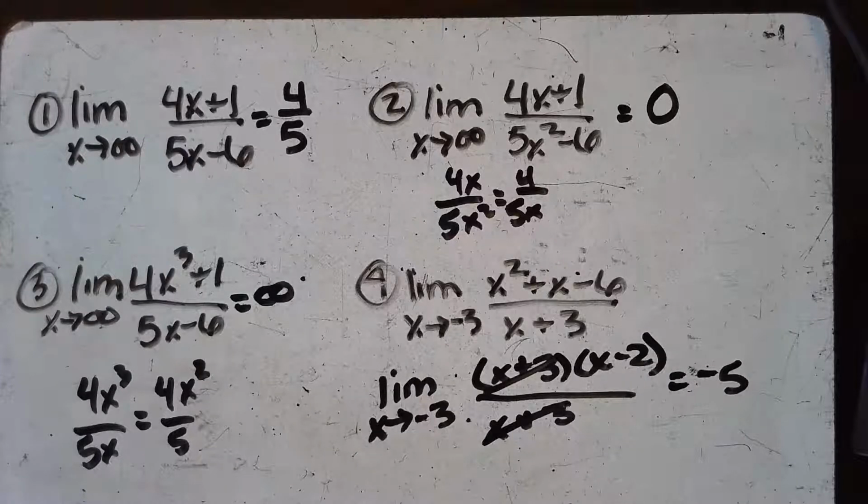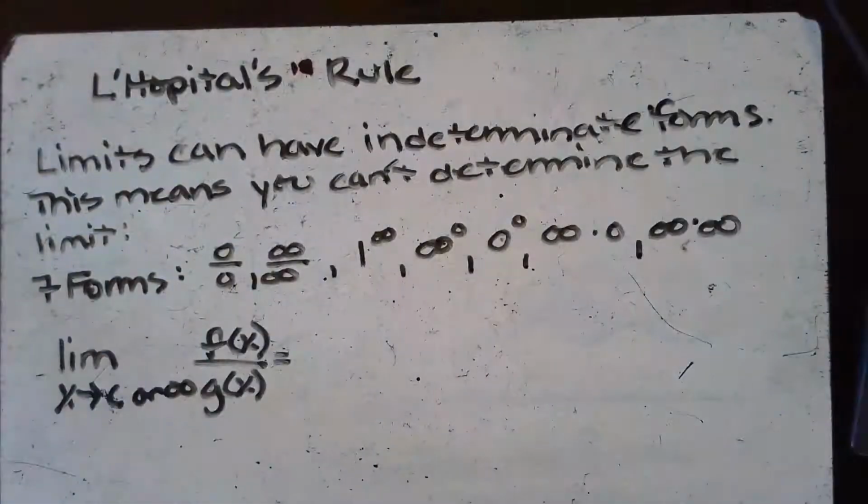Well, finding limits is not always going to be this easy. We can't always look at the horizontal asymptote, and not everything is going to be factorable. So what we're going to use is something called L'Hopital's rule.